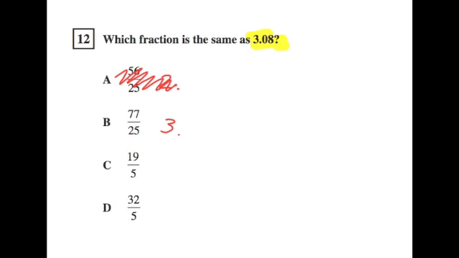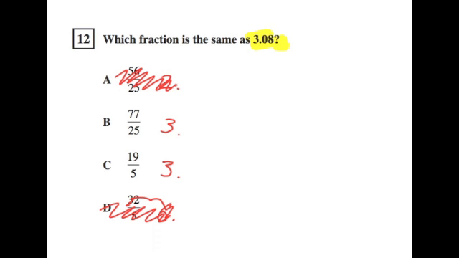5 goes into 19 on C 3 times as well. So I'm going to wait to see if that one works out. 5 goes into 30 6 times. So the whole number here is 6. That's a lot. That's definitely not equal to 3. All right. So now I'm going to go ahead and divide these to see which one I get 3.08.